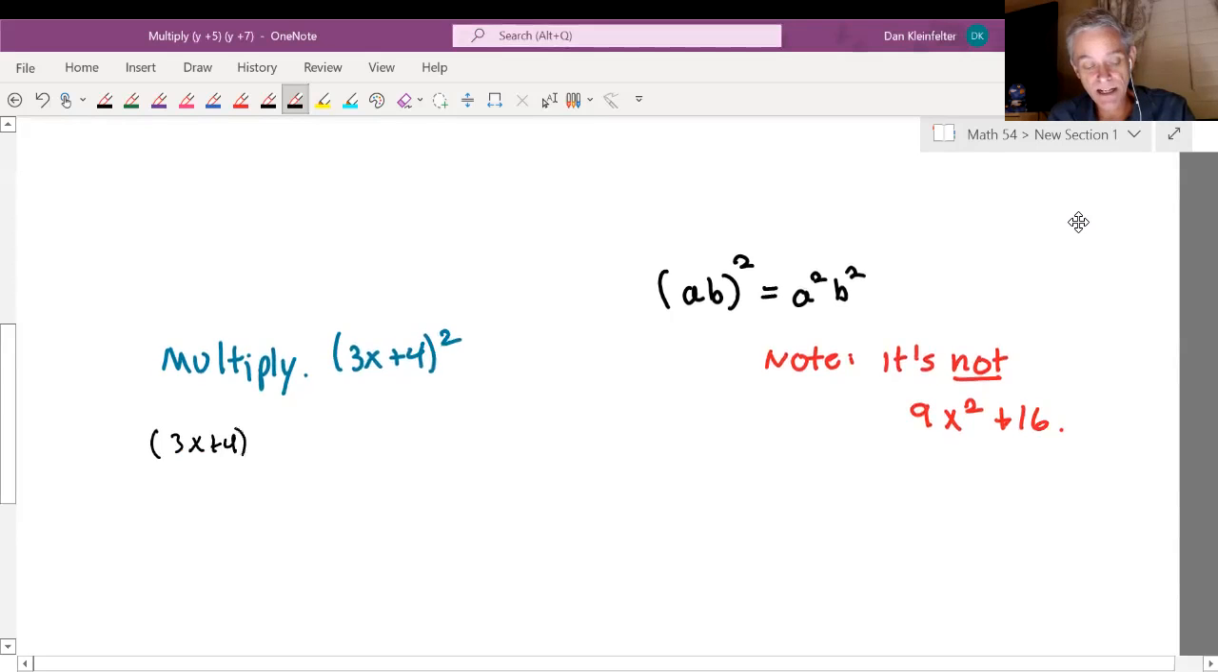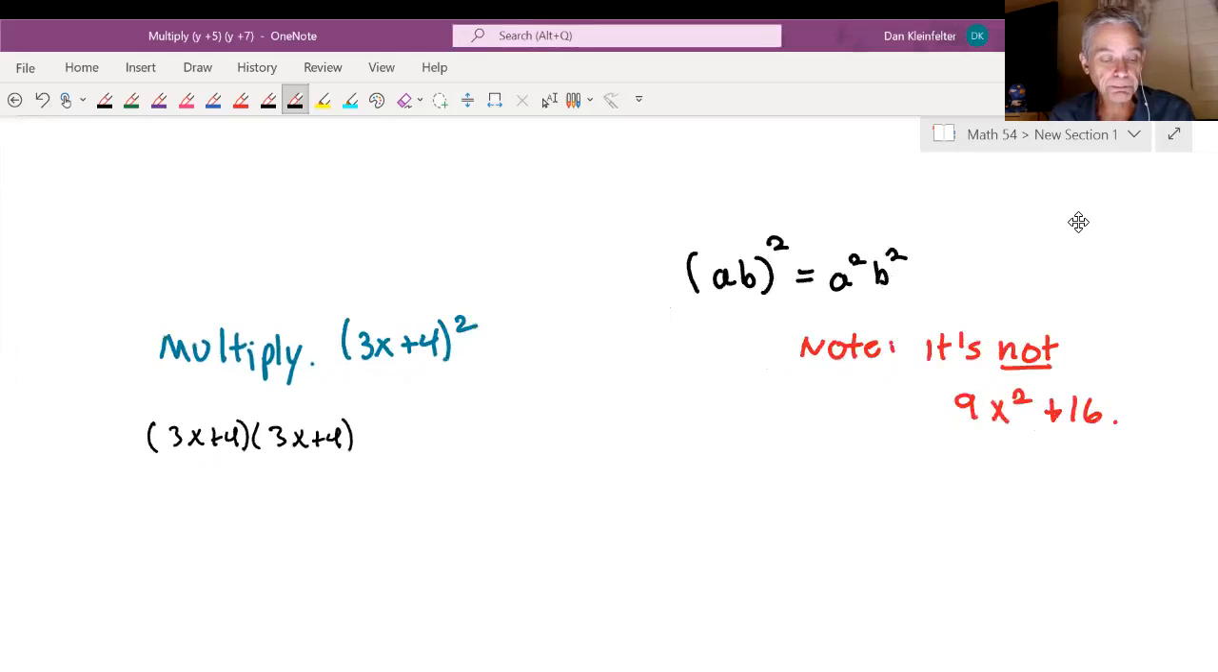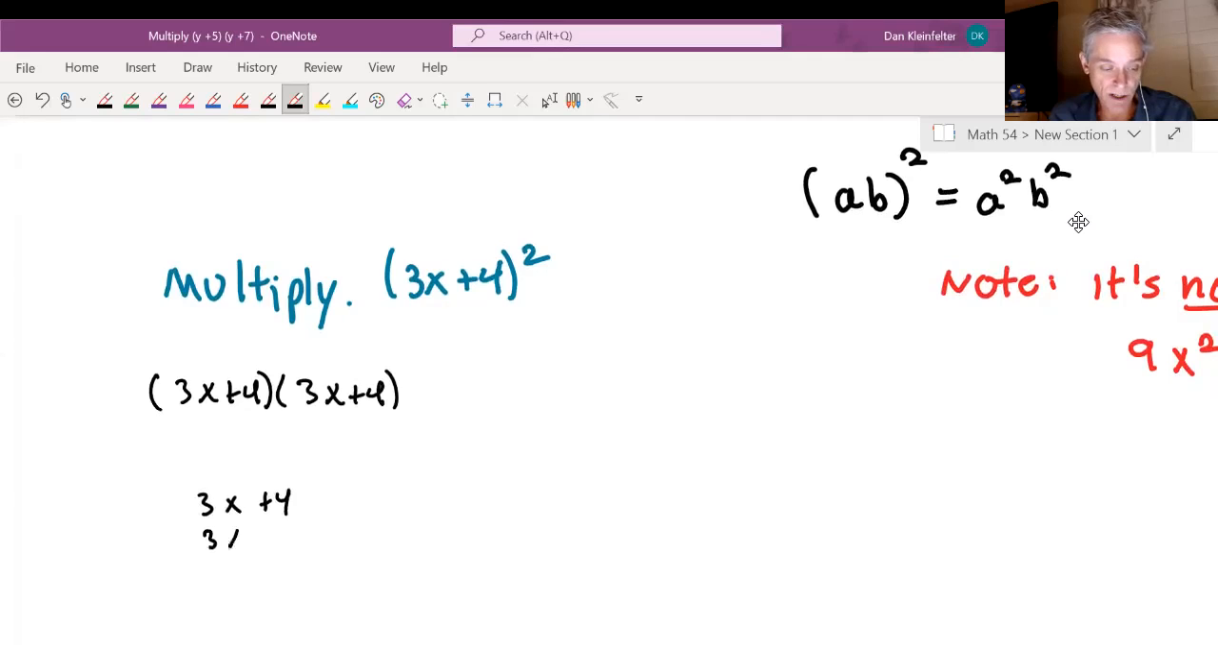Right, so we'll have (3x + 4) times (3x + 4). That just means we're multiplying together 3x plus 4 twice, so that's how you do it. So this time, let me do this vertically. I haven't done one of those recently.